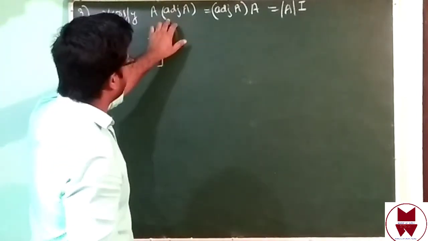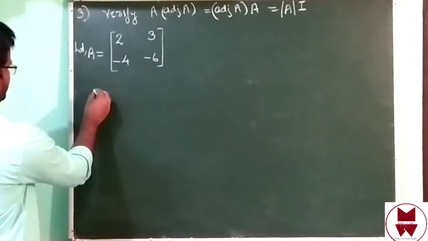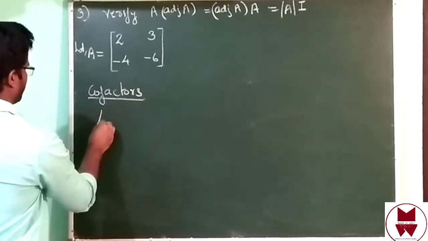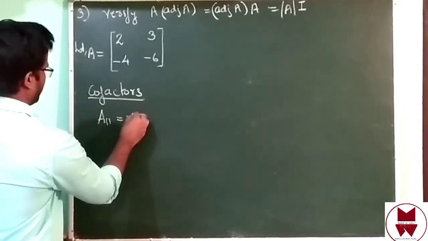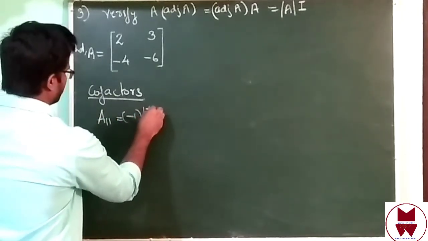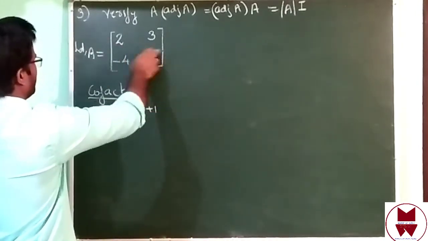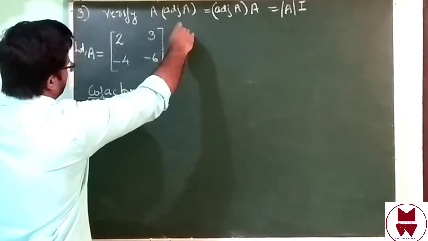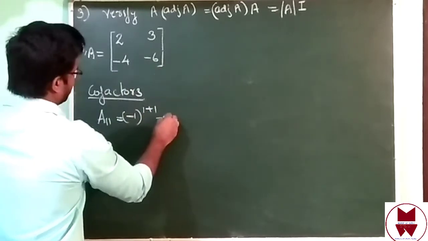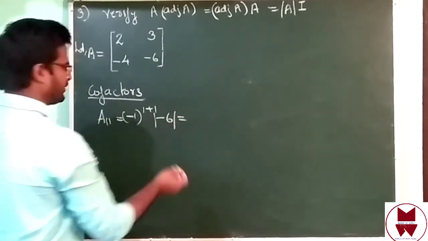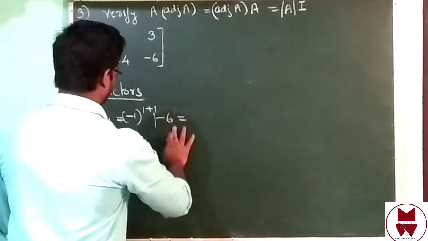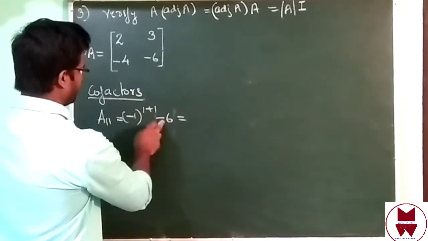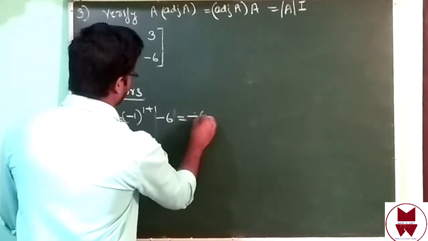Then we can find the adjoint of A. For that, find the cofactors. All cofactors we have to find. First, A11 equal to minus 1 to the power 1 plus 1. A11 means first row, first column, the cofactor of this element 2. Then delete the first row and first column. You will get minus 6, the determinant of minus 6. Directly also you can write, because there is only one element. Minus 1 all square will be plus 1. Then plus 1 into minus 6, you will get minus 6.